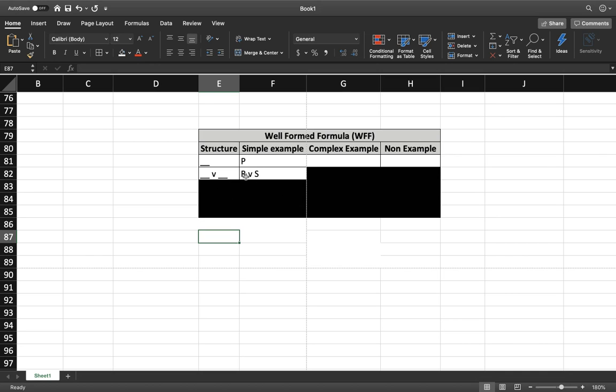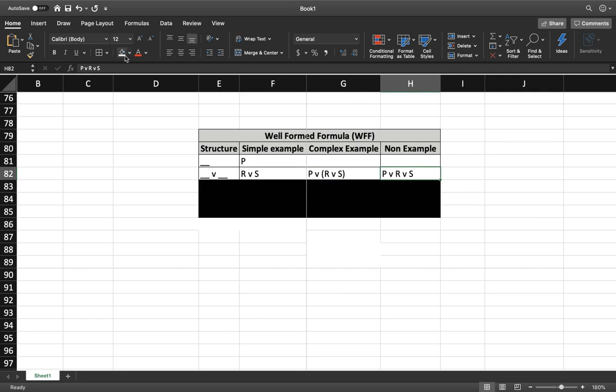A simple example is R or S. A more complex example is P or, and then in parentheses, R or S. That's okay, because remember, it's a two-place connective. P is one of those places, and then this whole set in parentheses is another.